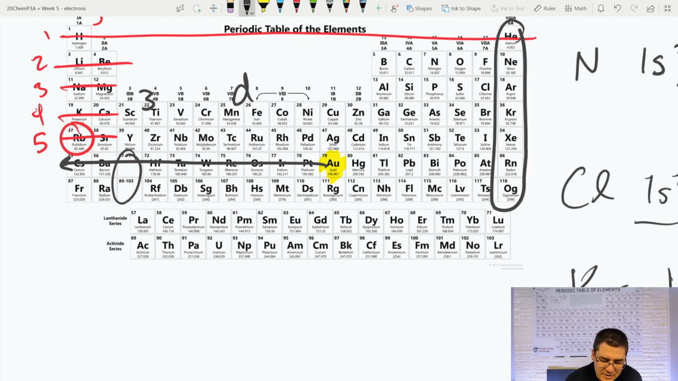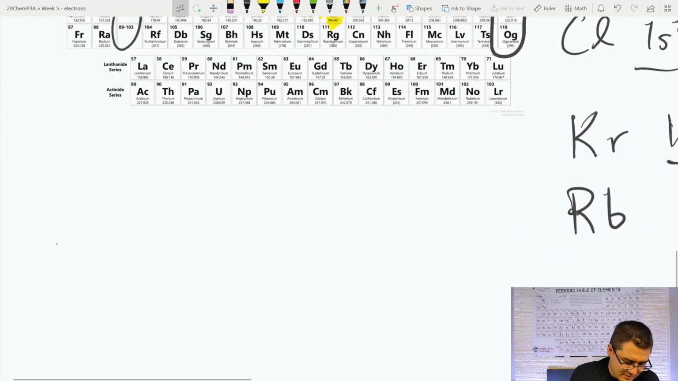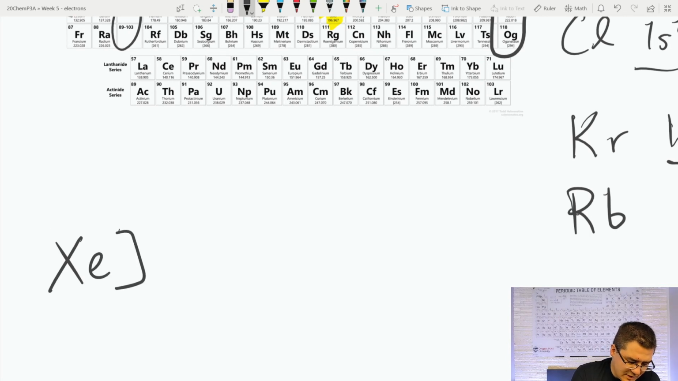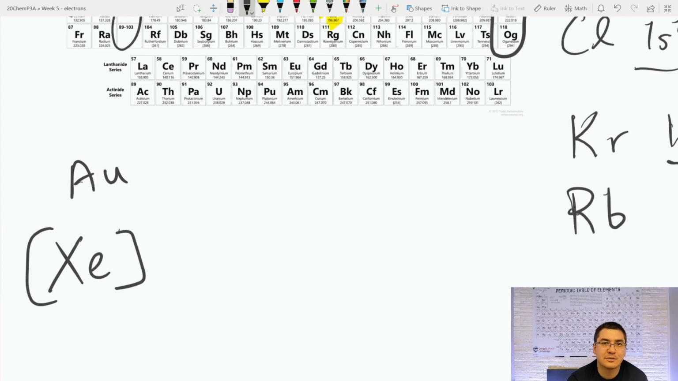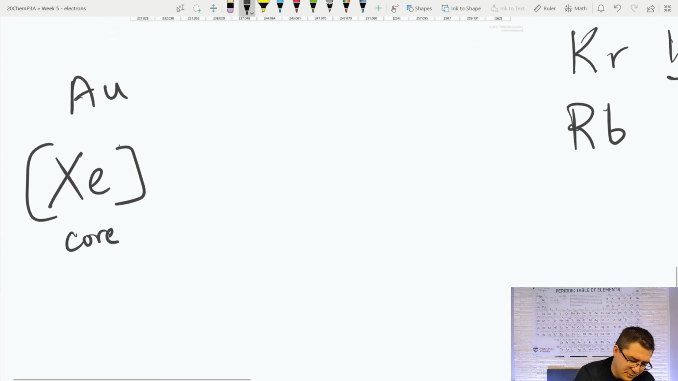And so if I'm in group 8 and I want to find the noble gas that precedes gold, I go back and I think that's xenon at 54. So what I can do to write gold's electron configuration, so here's Au, is put xenon in those square brackets. That's the core, that's 54.